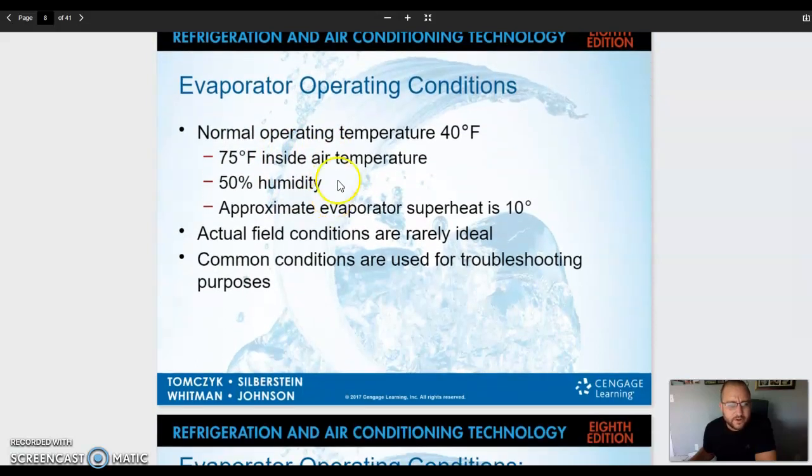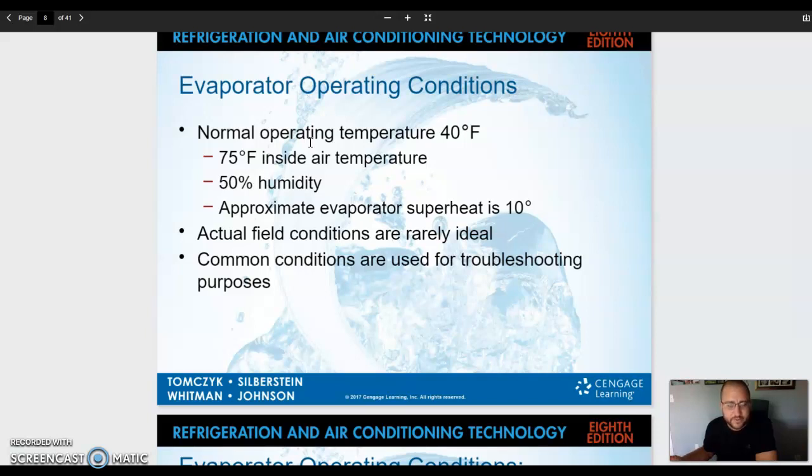So your evaporator, a good baseline, if it's 75 degrees in the house, is a 40 degree coil. That's with 50% humidity, and your approximate superheat is 10 degrees. So if you were just to put a blanket over it and say, if everything inside is normal, normal air temps, what should I see? I'm looking for about a 40 degree coil and 8 to 12 degrees of superheat. Now, there are some things that can change that, but normally, that's a really good guideline.